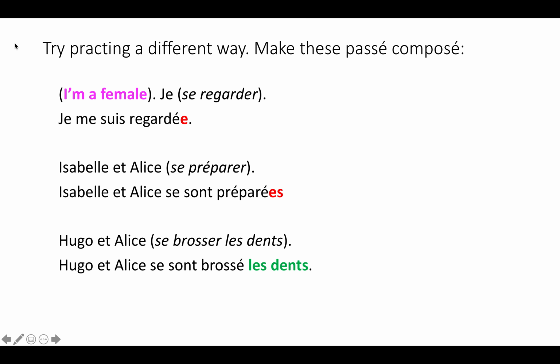Je me suis regardée, so I let you know I'm a female, so I add an I. Isabelle et Alice se sont préparées. It's feminine plural. It's two women. Hugo et Alice se sont brossés les dents. Well, doesn't matter how many people there are or whether they're feminine, because guess what? We have a body part afterward, a direct object, a body part, and that means we do not have agreement in number and gender. And that's the end.